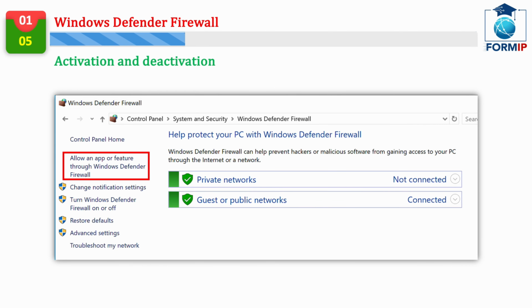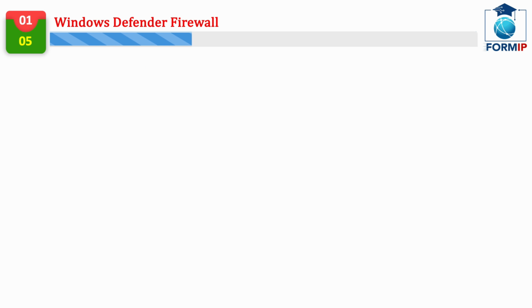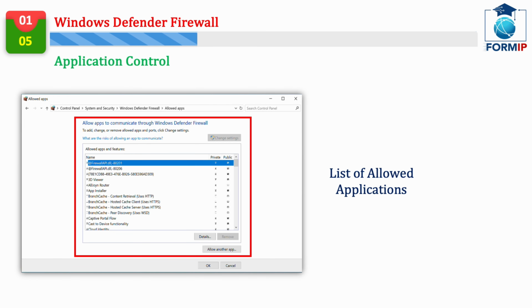Application control. Let's move on to application control. To access it, still in the left menu of Windows Defender Firewall, click on Allow an app or feature through Windows Defender Firewall. This is where you can allow or deny apps to connect to the network.